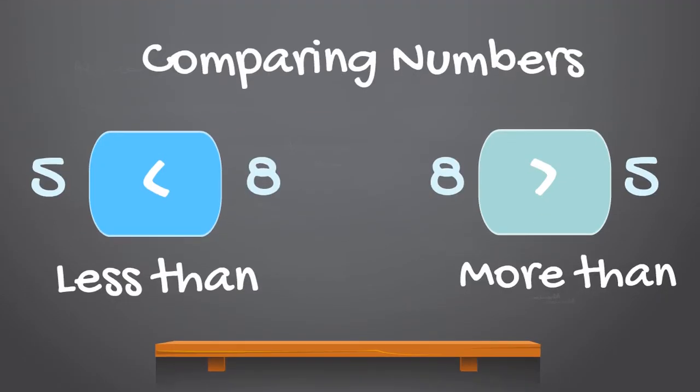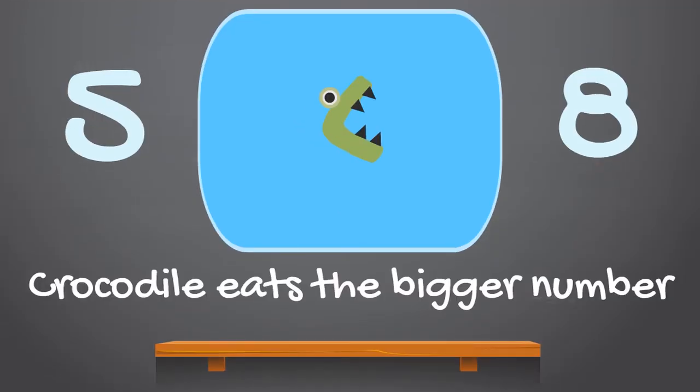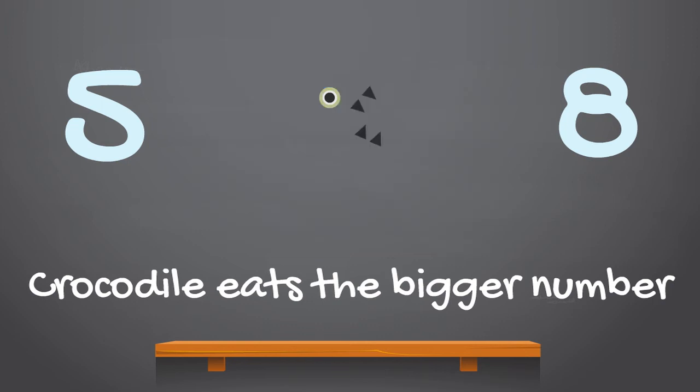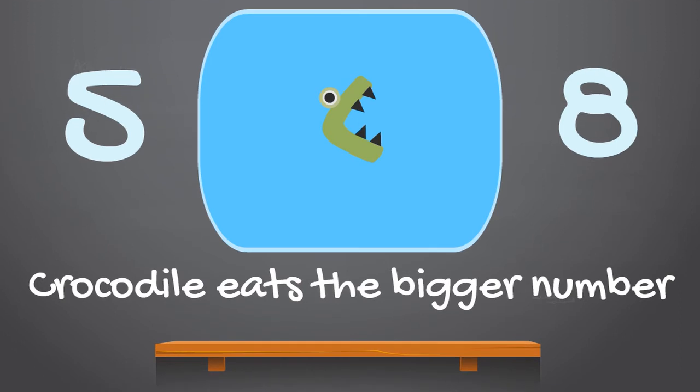Well, hopefully you remember that these two signs are the less than and more than or greater than signs. They tell us which number is the bigger one and which one is the smaller one. They do look quite similar, so to help you remember which one's which, remember that the open part of the sign is always next to the larger number. A good way of remembering this is to either remember the picture or actually draw the picture of a crocodile eating the bigger number, because crocodiles are pretty hungry.